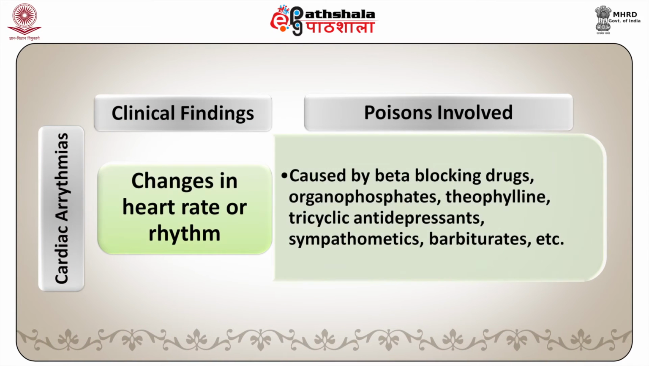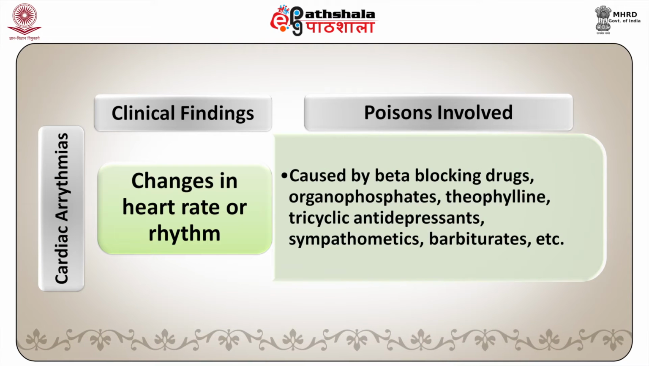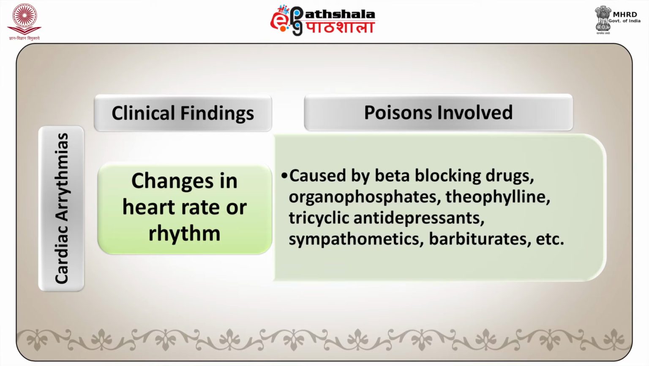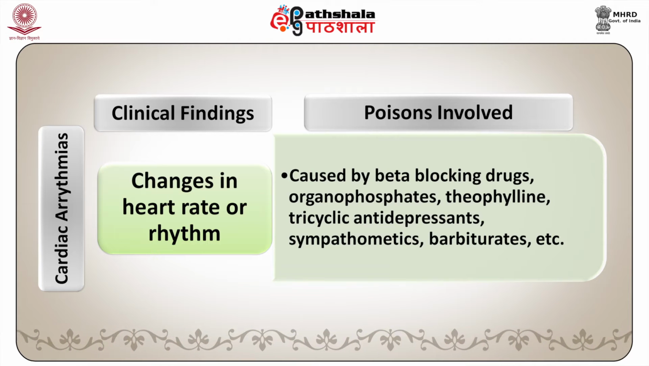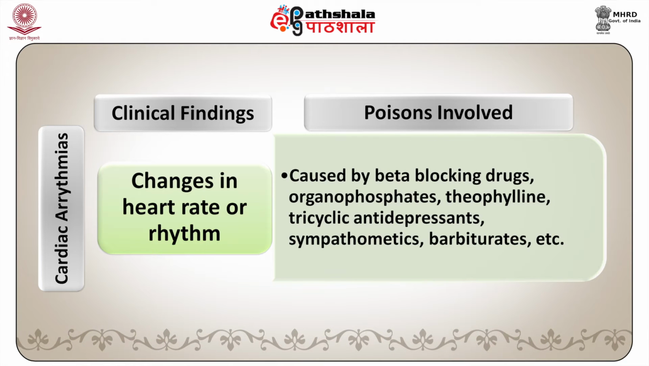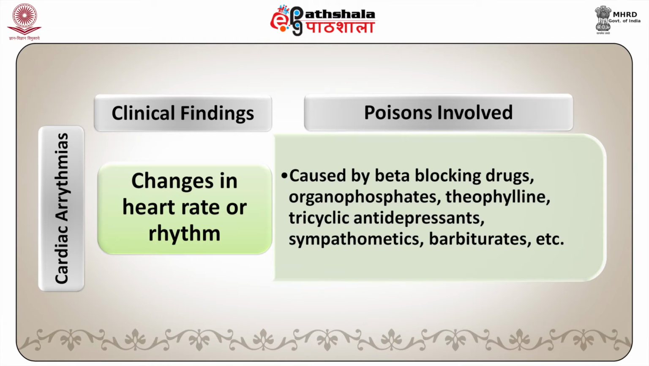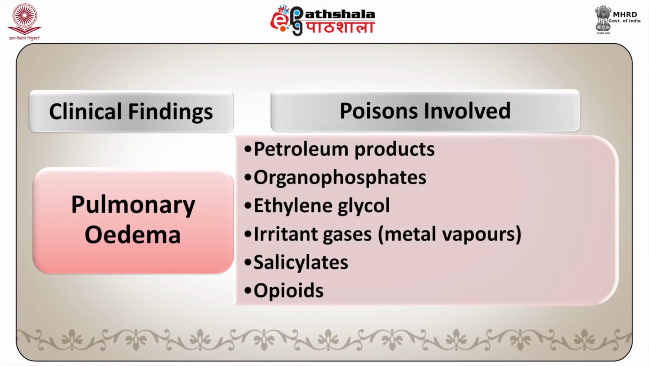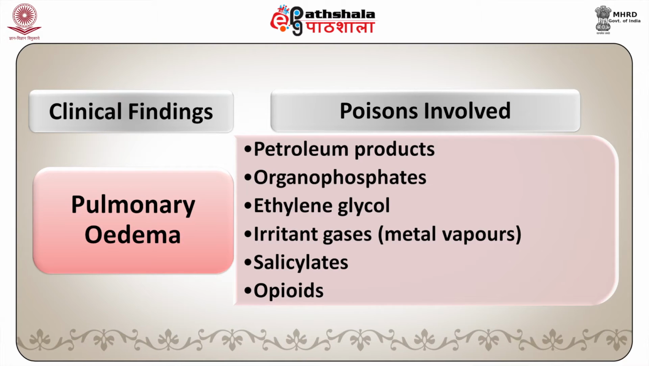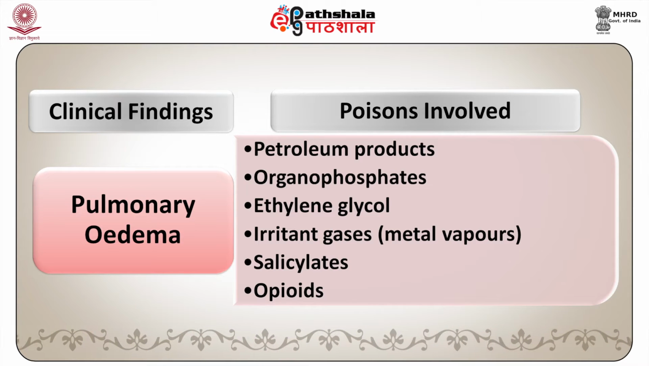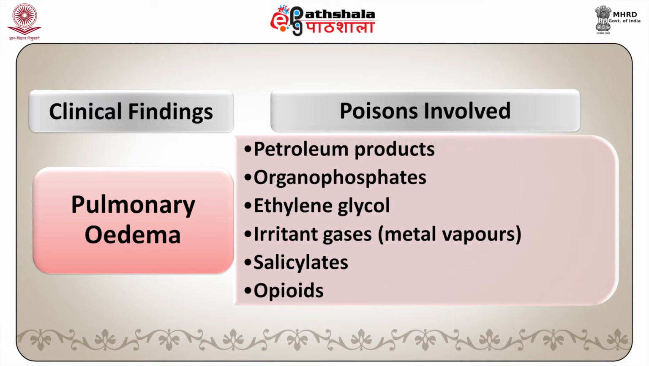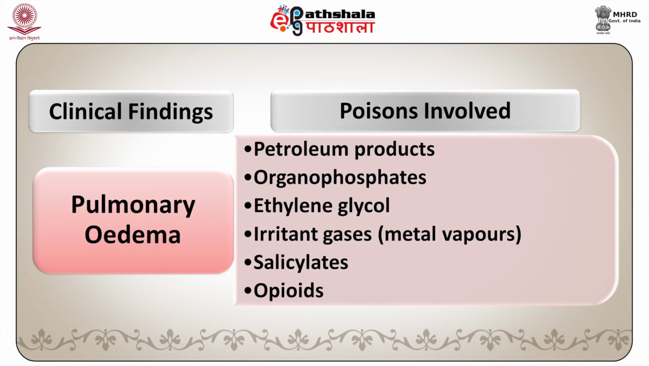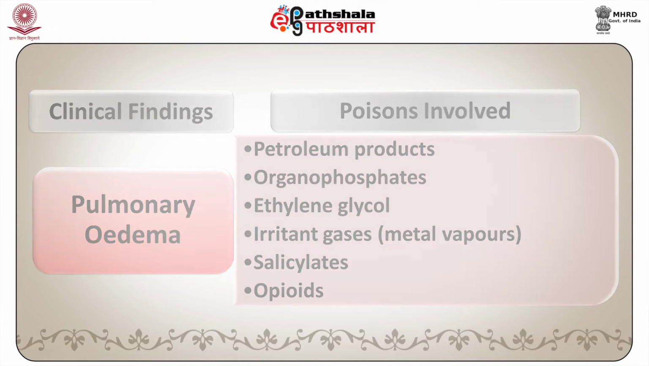Next is cardiac arrhythmias. That is the changes in heart rate or the rhythm, and it may be caused by beta blocking drugs, organophosphates, theophylline, tricyclic antidepressants, sympathomimetics, barbiturates, etc. In case of pulmonary edema, it may be due to petroleum products, organophosphates, ethylene glycol, the irritant gases or their metal vapors. Then we have salicylates, opioids, etc.